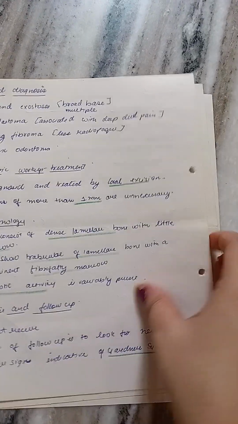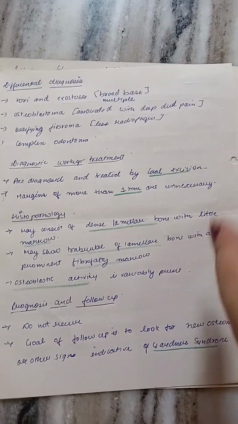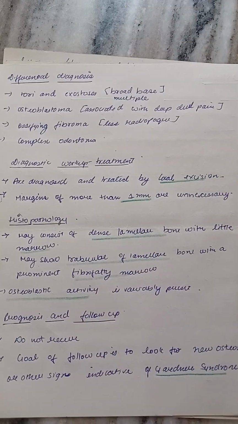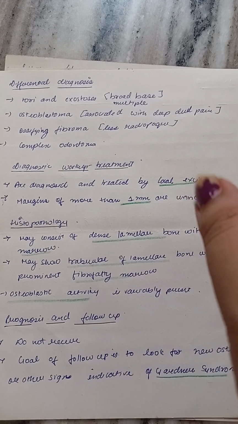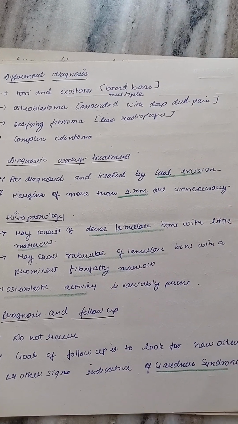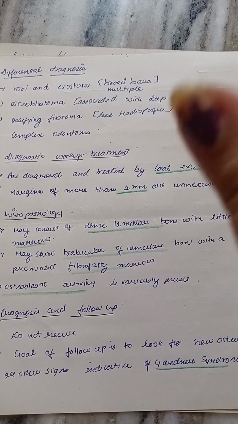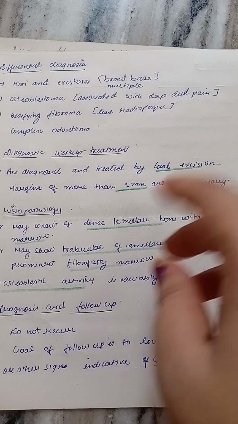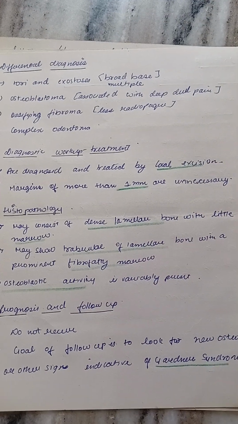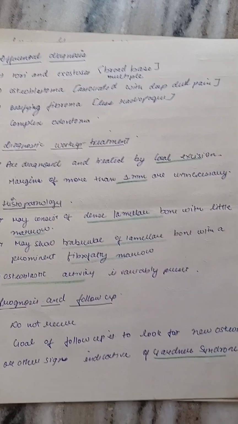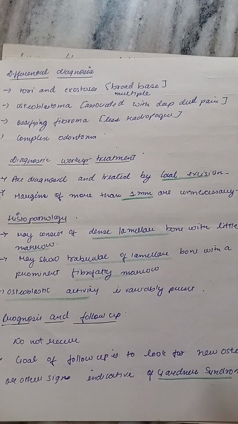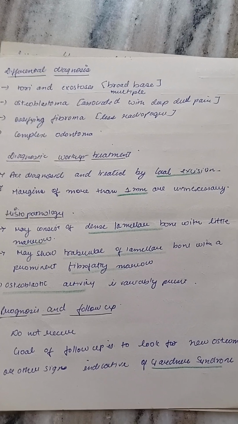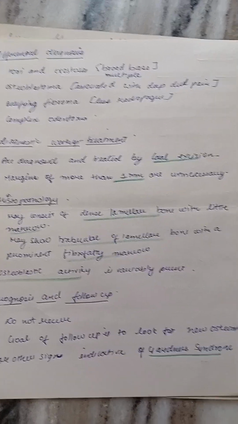Now, coming to differential diagnosis, first is tori and exostosis, but we can exclude this as it is broad-based and multiple. Osteoblastoma is associated with deep dull pain. Ossifying fibroma is less radio-opaque compared to osteoma. And complex odontoma, in which we can see tooth-like structures. These are the differential diagnoses for osteoma.